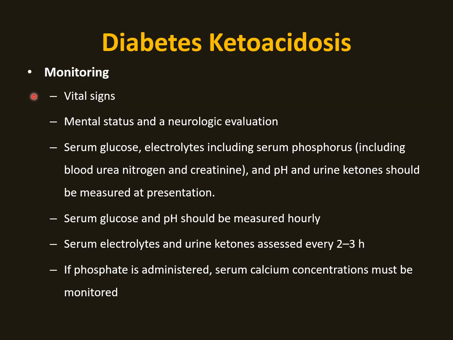Management of DKA is always in the ICU, so this patient needs close monitoring: vital signs, mental status, neurological evaluation, serum glucose, electrolytes, serum phosphorus, blood urea nitrogen, creatinine, pH, and urine ketones should all be measured at the time of presentation. Then hourly you need to measure the serum glucose and pH, and every 2 to 3 hours you need to measure the electrolytes and urine ketones. If phosphate is administered, you need to monitor the serum calcium very closely.